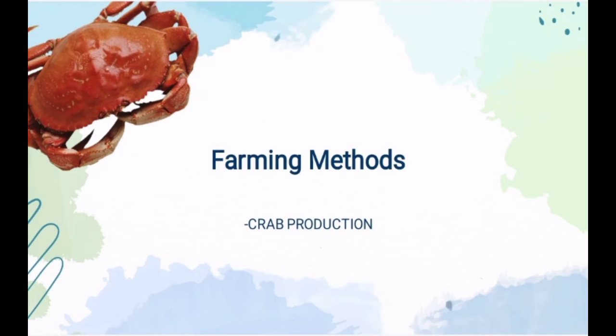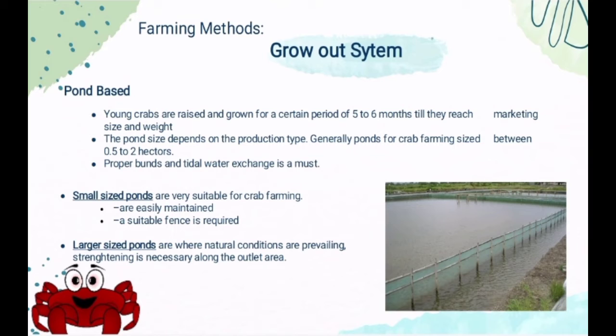Now let's proceed to the farming methods in crab production. For the grow-out system, pond-based young crabs are raised and grown for a certain period of 5 to 6 months till they reach marketing size and weight. The pond size depends on the production type they will be using. Generally, ponds for crab farming range in size between 0.5 to 2 hectares. Proper bunds and tidal water exchange are a must.